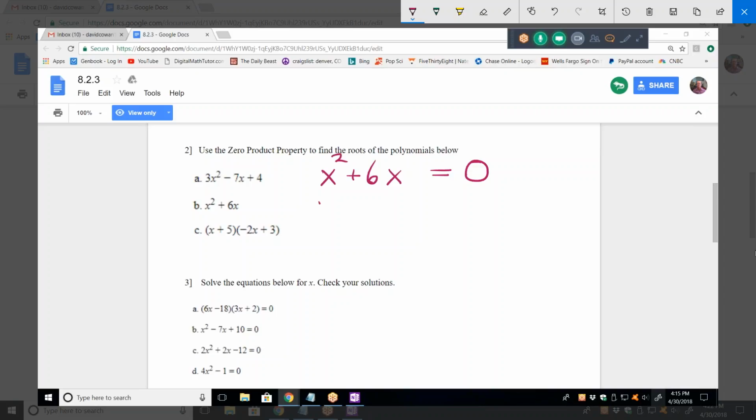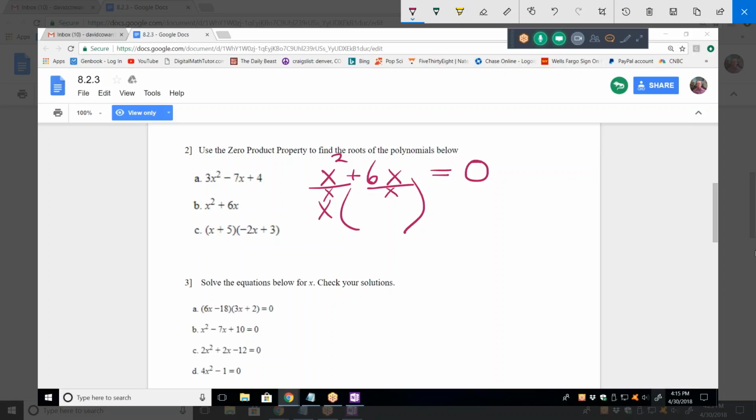It's x. Okay, I keep forgetting. Well, here's what greatest common factor means. It means what's the greatest thing that will divide into each of these terms evenly.